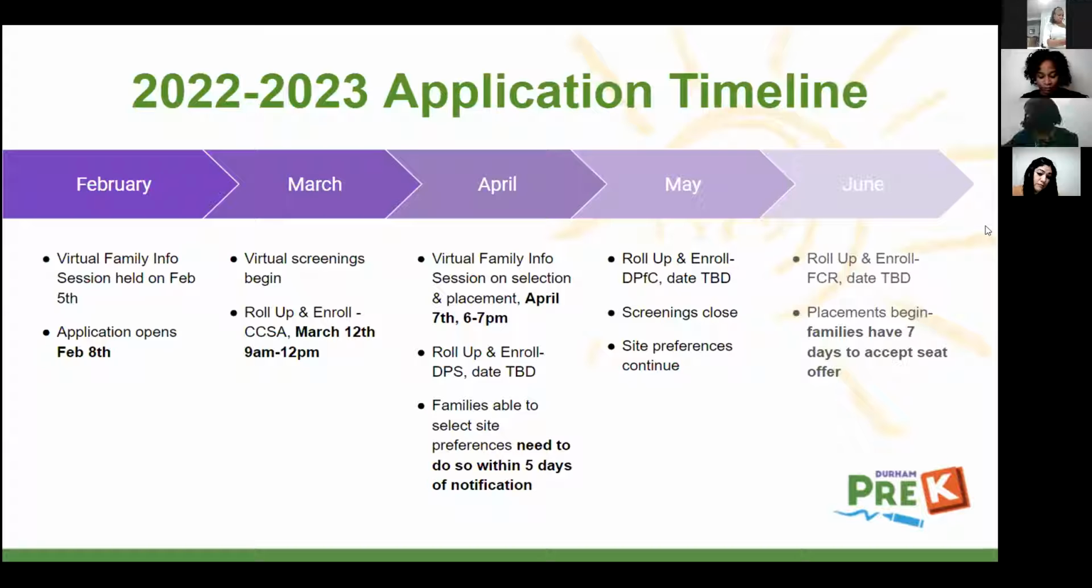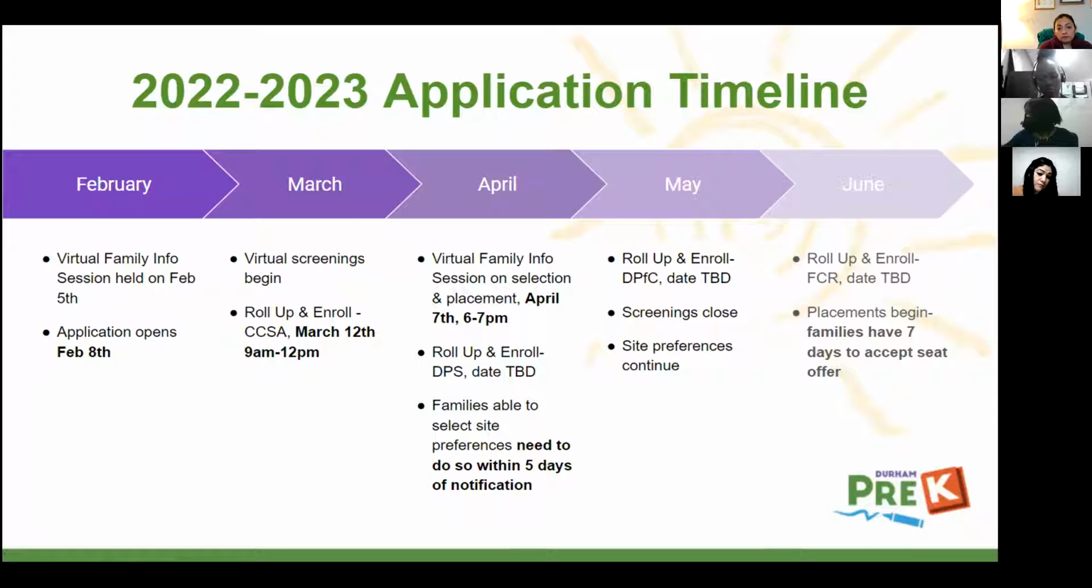So this is a brief view of our 2022 to 2023 application timeline. We are in February right now, where we just held our family info session on the 5th, and our application was opening today. In March is when we begin our virtual screenings, which are required for every family who would like to be considered for Durham Public Schools. So every family that applies before May 13th will be screened virtually.